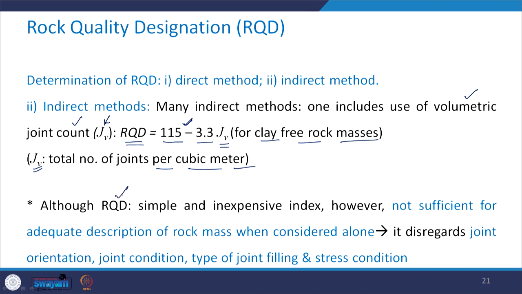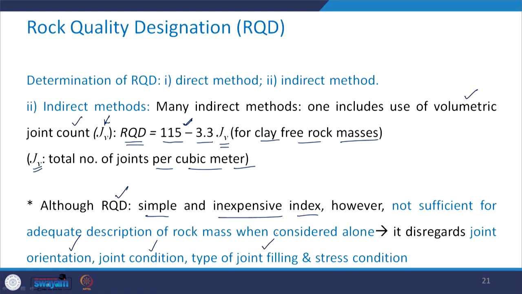So although this RQD is a very simple and inexpensive index, when it is considered alone, it is not sufficient for the adequate description of the rock mass. The reason is that we are only considering the quality of the rock cores that have been extracted from the drill holes. We are only considering the length, that is, whatever has a length more than or equal to 10 centimeter, to calculate RQD.